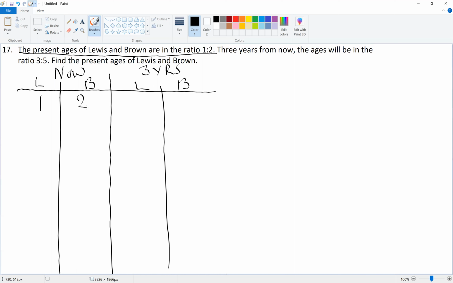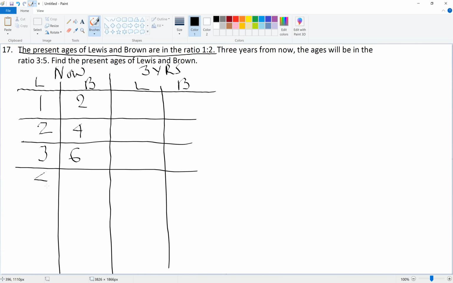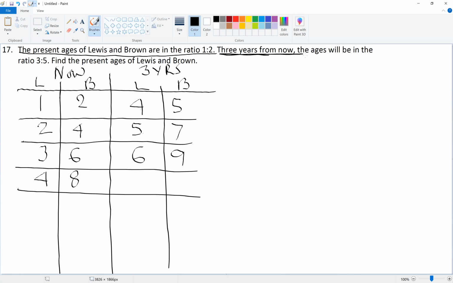So first we start with the ratio 1, 2, 2, 4, and 3, 6, and 4, 8, and so on, right? Yes. So in 3 years, this would be 4 and 5. You made a mistake. Instead of 4 to 5, you should have written 3 to 5. Why? It's 3 years from now. Oh, okay, sorry. And continue.